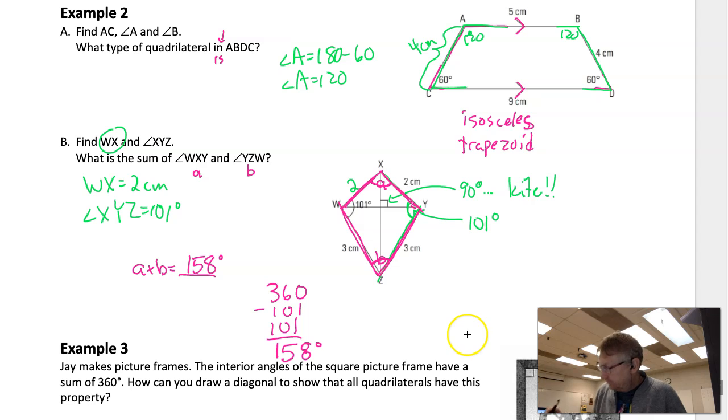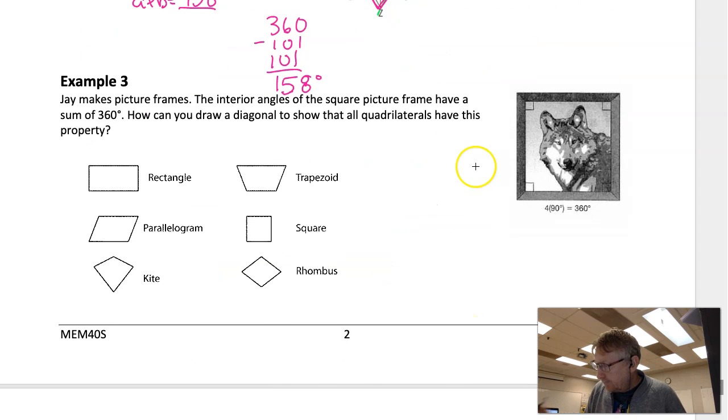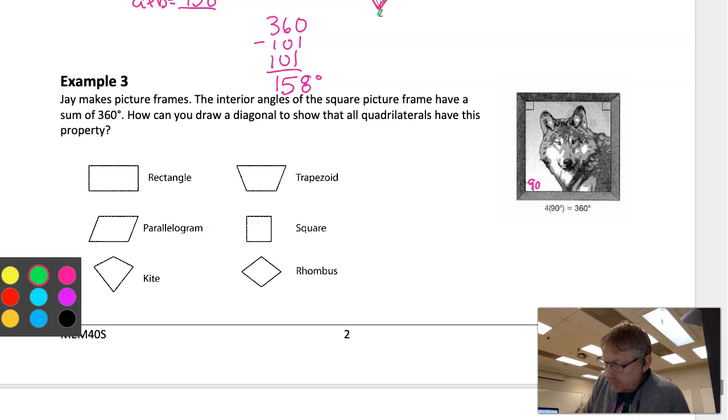Example 3. J makes picture frames. The interior angles of the square picture frame have a sum of 360. How do we know? Well, because each of them is 90 degrees, and there are 4 corners, and so there's the math: 4 times 90 degrees is 360 degrees. How can you draw a diagonal to show that all quadrilaterals have this property?